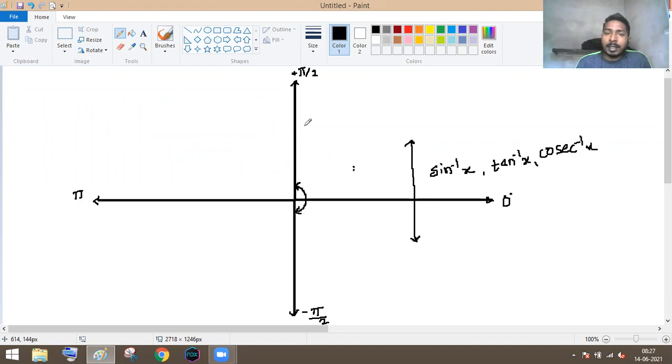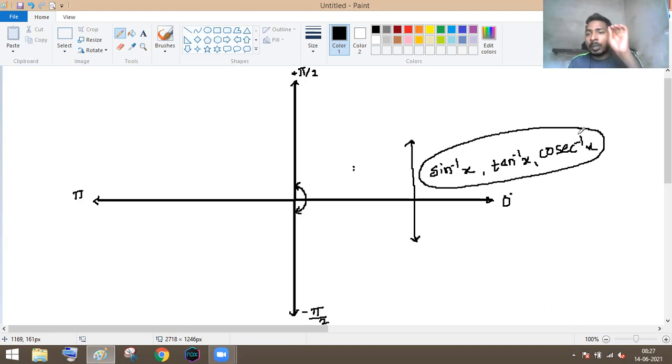The first group means what? It will either lie from 0 to pi by 2, or from minus pi by 2 to pi by 2. Whenever we have to discuss this part, we have to think either for the first quadrant or for the fourth quadrant. So when x is positive, then first quadrant.